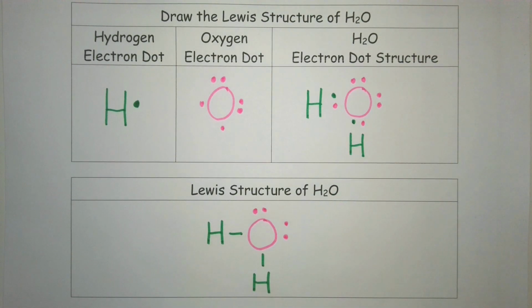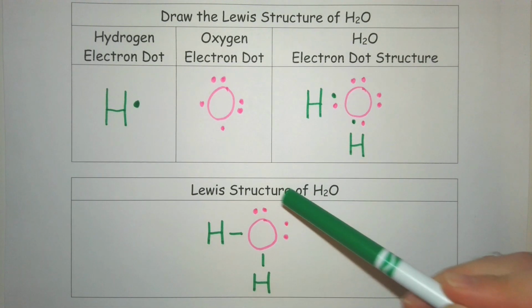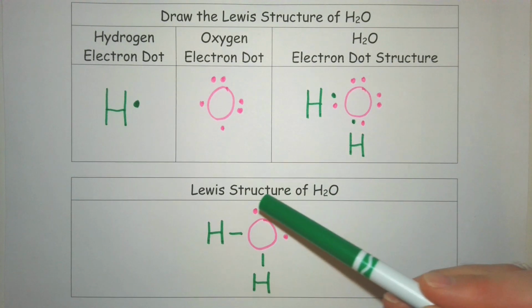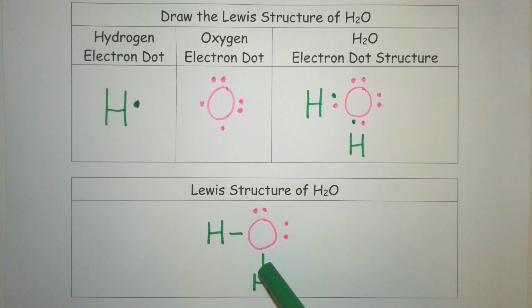If you want to double check to make sure we fulfilled the octet rule, remember the lines count for 2 electrons, and so let's count them. Oxygen should have 8. So we have 1, 2, 3, 4, 5, 6, 7, 8. Hydrogen is happy with 2, and you can see each hydrogen has only 1 line, so they both have 2.